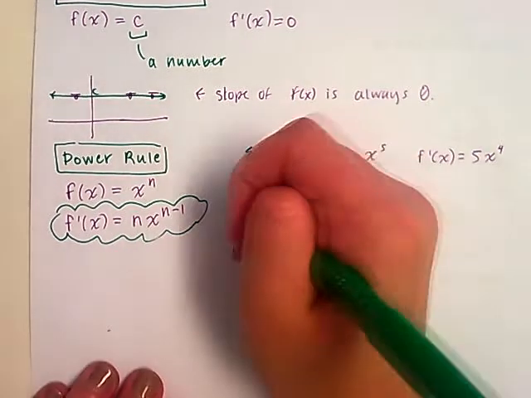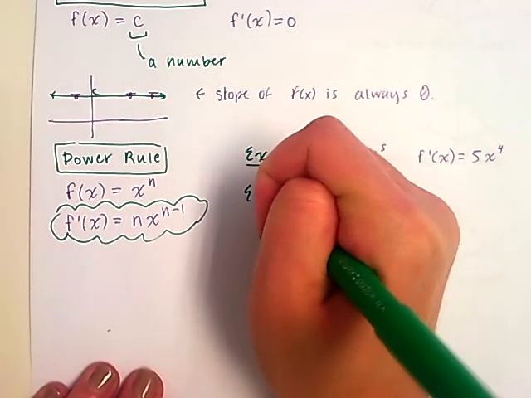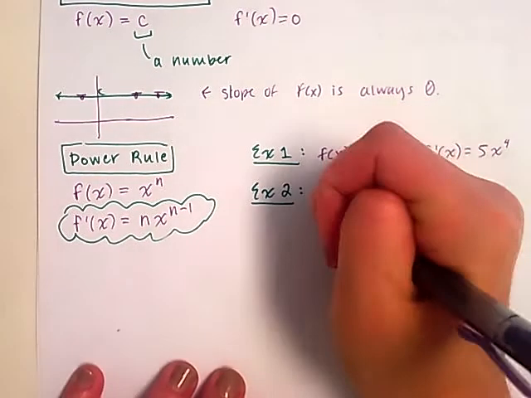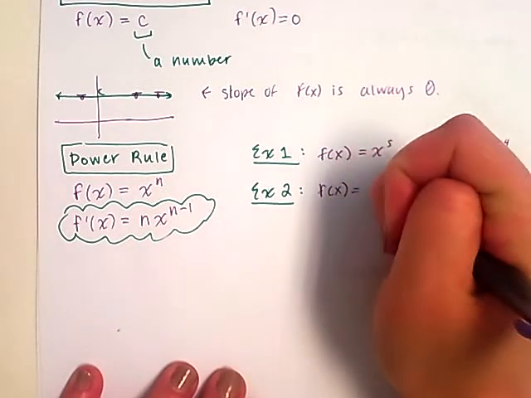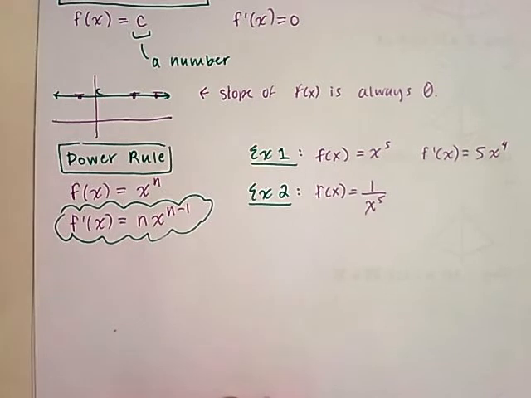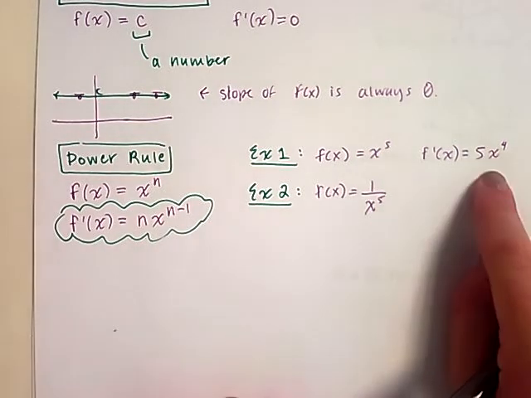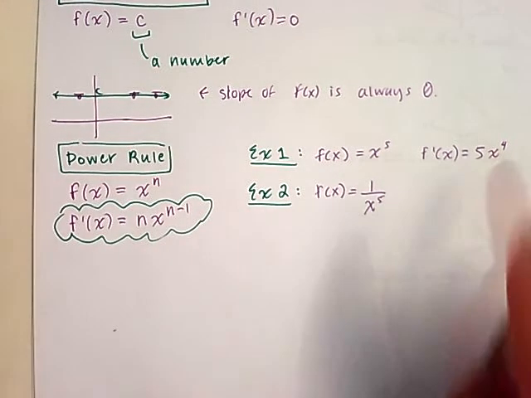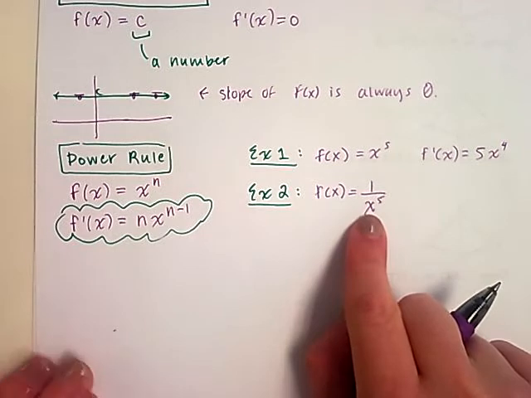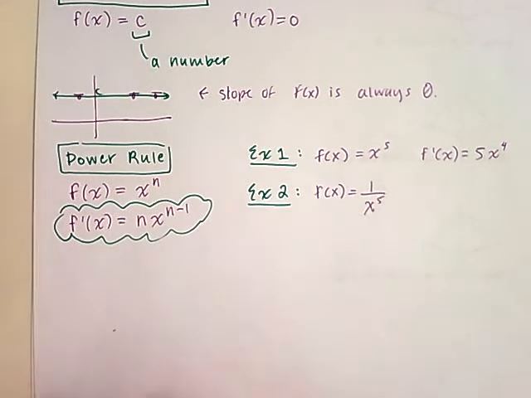Now I'm going to show you how we can use this with some a little bit weirder examples. So suppose I have f of x equal to 1 over x to the fifth. Well, the derivative is not just 1 over 5x to the fourth. Instead, I need to get this into the form x to some power. Right now it's 1 over x to some power. That's not the same. This is where our algebra comes into play.